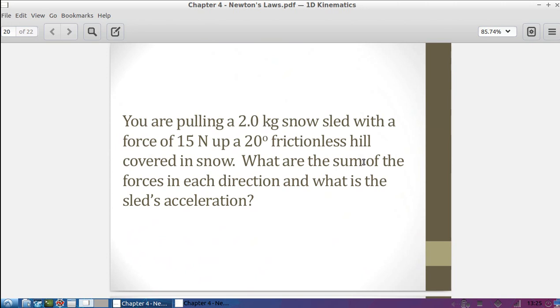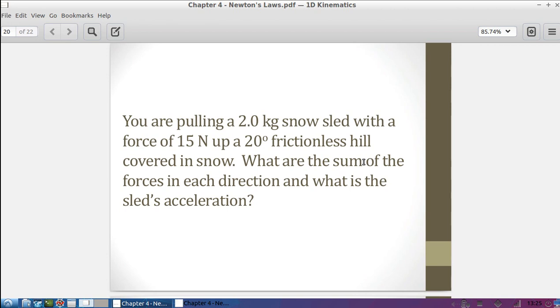Alright, so this is an inclined plane problem, but we're starting off with a frictionless surface. We're going to devote a whole slideshow and a whole set of videos to friction, but for now we're going to deal with surfaces that are frictionless. There are no surfaces that are truly frictionless. The friction is just low enough that it's negligible and we can ignore it.